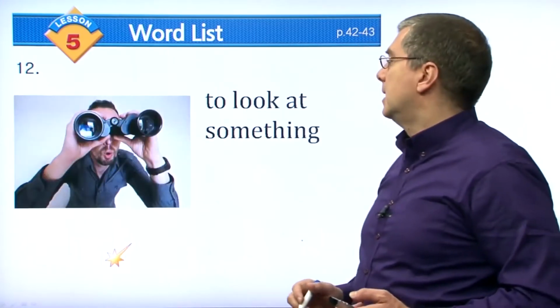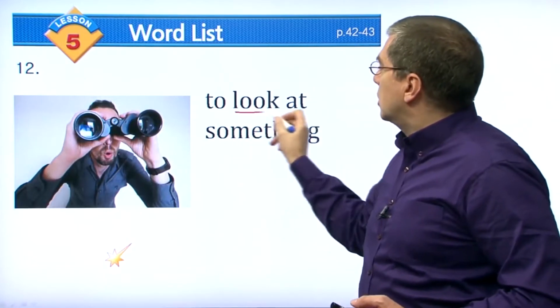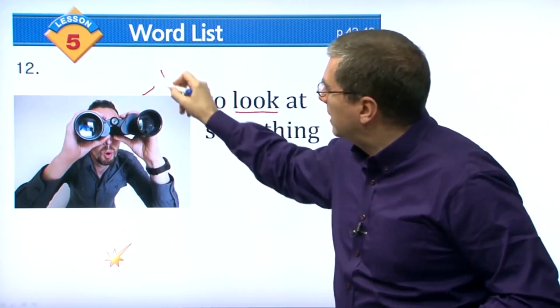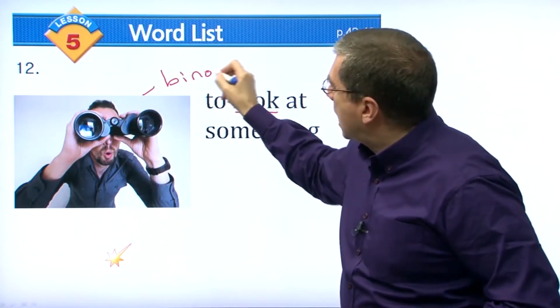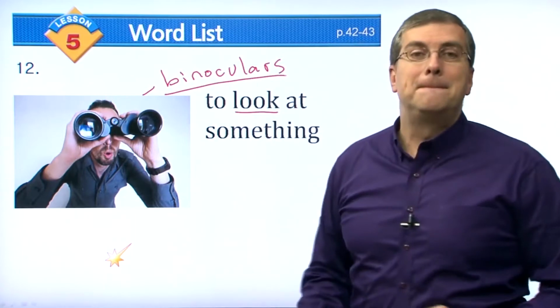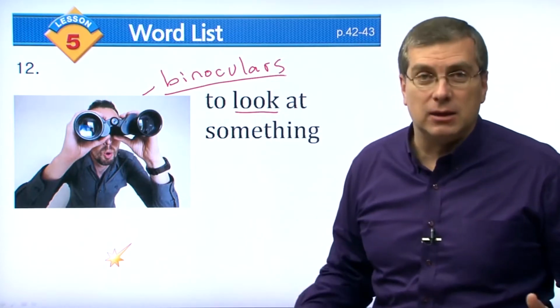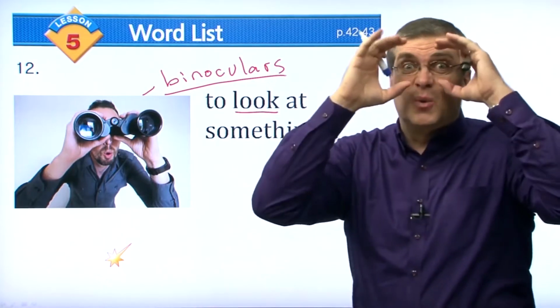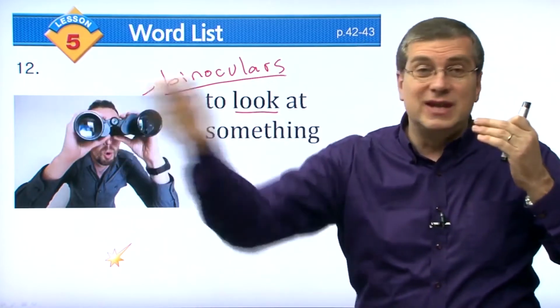Okay. Then we have to look at something. To look at something, wow, he's using, by the way, binoculars. That's a big word. Binoculars are really big. They're like glasses, right? But they're really strong. They let you see things.